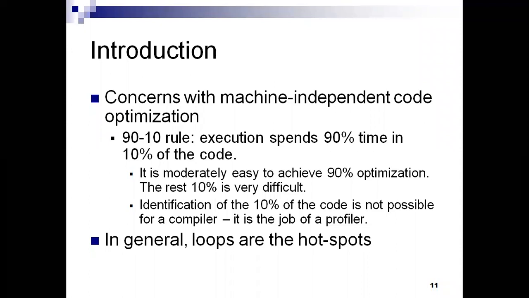So what this means is that it is moderately easy to achieve 90% optimization, and the remaining 10% is very difficult. That means identification of that 10% of the code is not possible for the compilers. It's the job of the profiler. So in general, the loops are the hotspots.